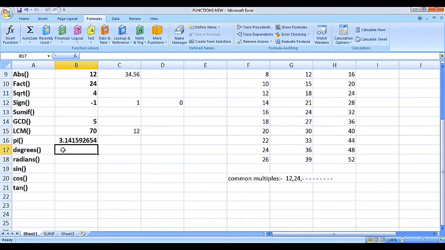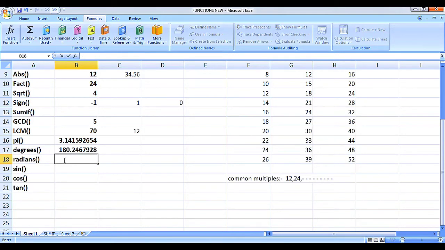Next we have two functions, degrees and radians. There are two units for measuring angle. Common unit is degree, another unit is radians. To convert units from one to other, for example, to convert radians to degrees, we use degrees function. You can see here, converts radians to degrees. So here argument is angle in terms of radians. We know that pi radians is 180 degree. We know the value of pi is 3.1459. Now press enter. It is 180 degree.